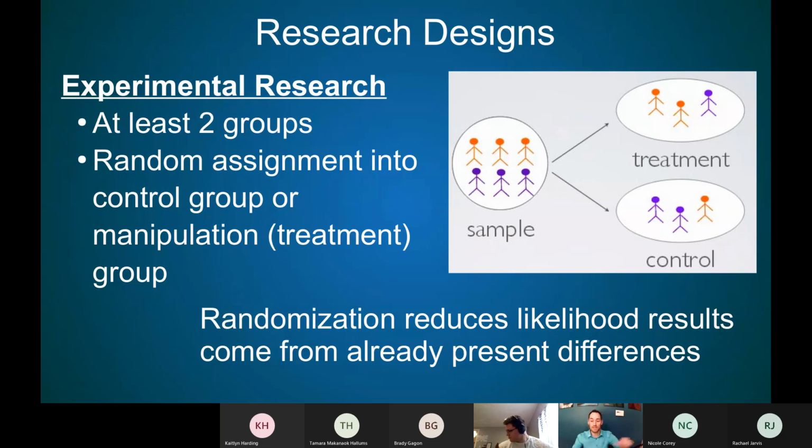Ethnicities, you want to split ethnicities between groups. How good you are at taking tests, you want that split evenly between these two groups. Honestly, that one's probably most important for this specific example, because you don't want everybody who's really good at taking tests in one group rather than another group when you're checking their test taking scores in the end. So randomization reduces the likelihood that the results come from that already present difference, like some people are better at taking tests than others.